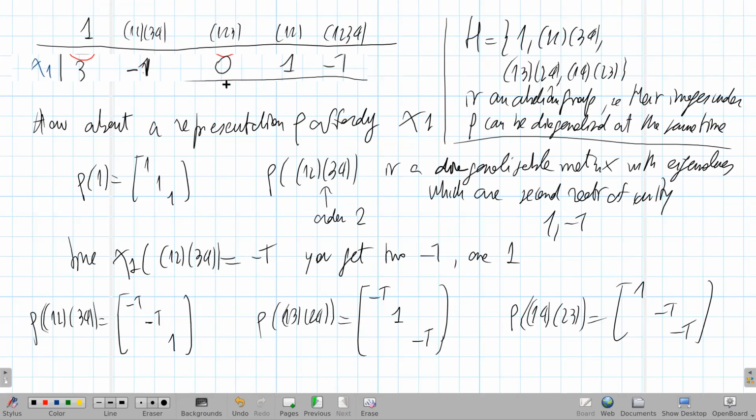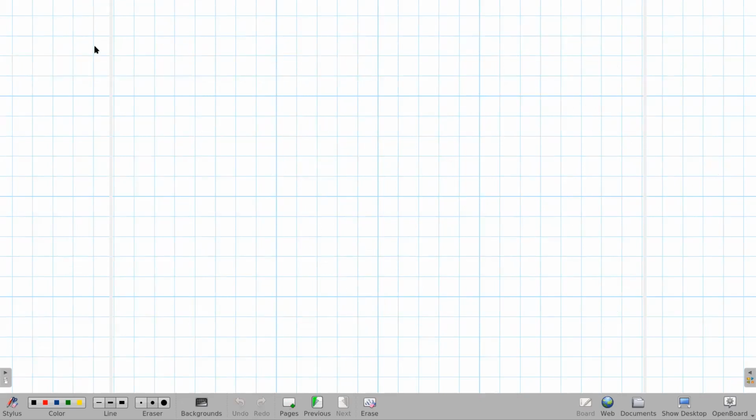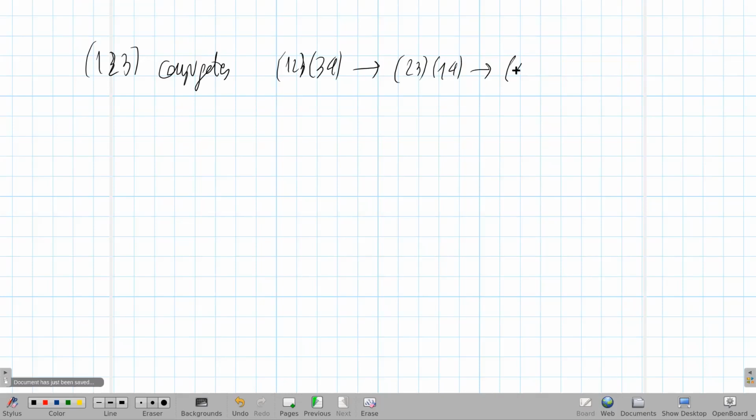Well, remember that we had seen that (1 2 3) conjugates (1 2 3) to, let's see, just a second, (2 2 3)... (1 4) to (1 3 2 4), and then back, okay? Conjugates the 3. So of course, the same holds for rho of (1 2 3), okay?